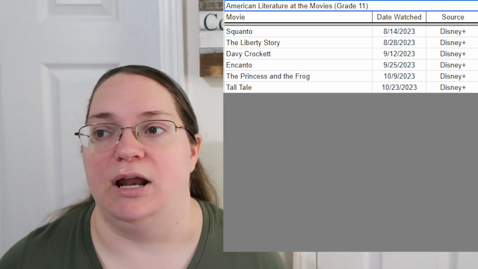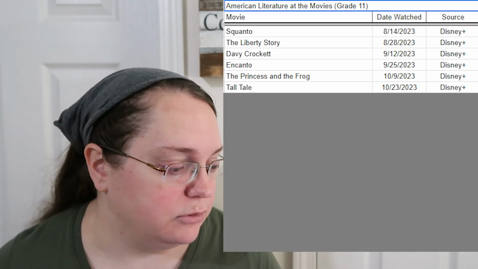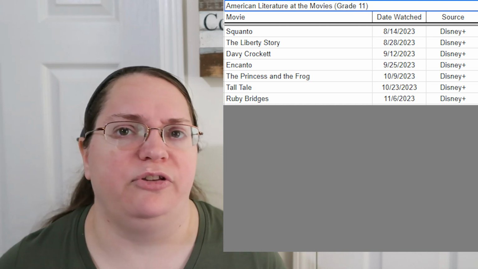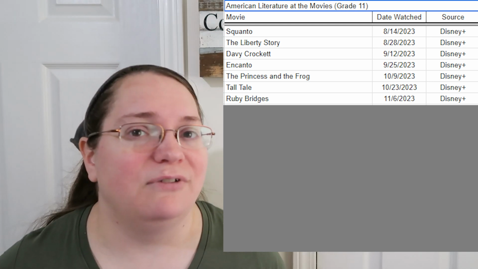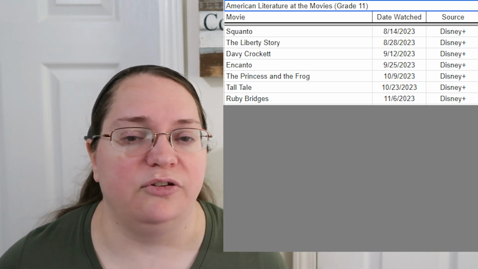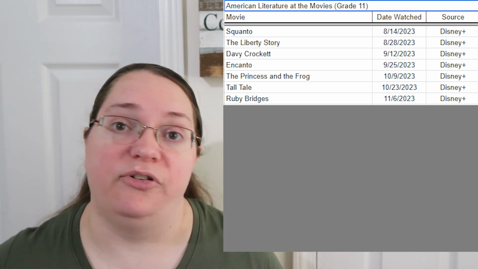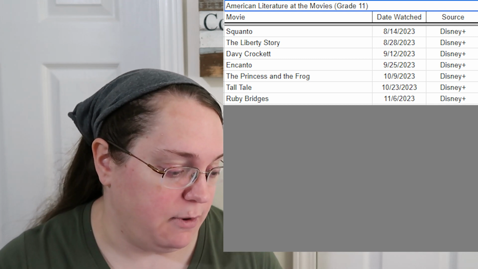Tall Tale is a fun movie. I've seen it as a kid. It has all of the tall tale characters from the Wild West era. Ruby Bridges, I think, was one of the ones suggested on Disney Plus that covers the civil rights movement. Again, I couldn't find any Civil War movies that I wanted my kids to see that were not completely full of gore or language, so I went with civil rights movies for Civil War and Civil Rights era. Ruby Bridges was the one that came up for that.